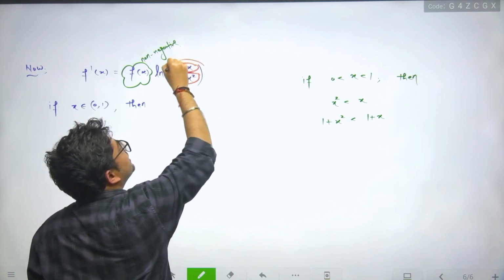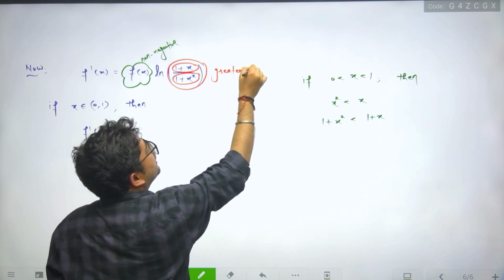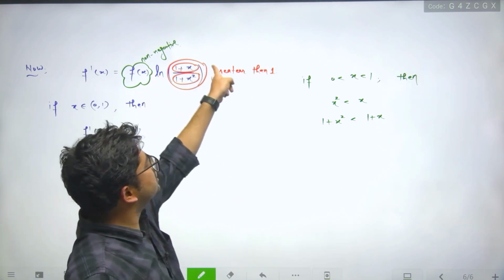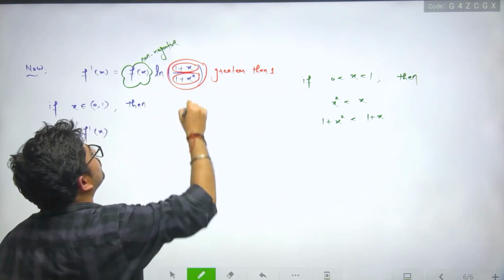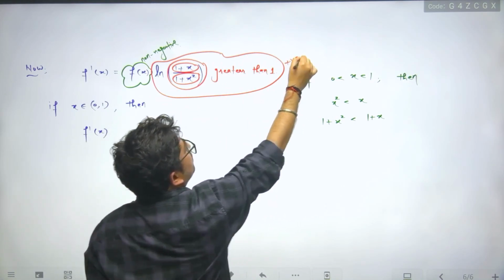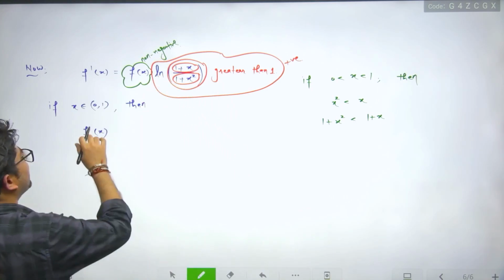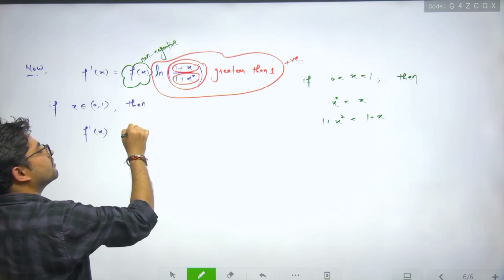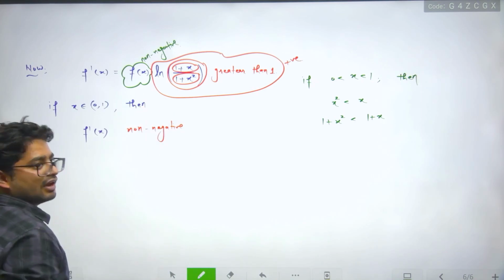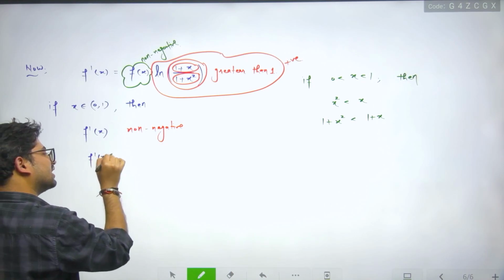So it means that thing is greater than 1. And ln of something which is greater than 1 will be positive. So this is positive and this is non-negative, so your f dash x is non-negative, that is, f dash x is greater than equal to 0.